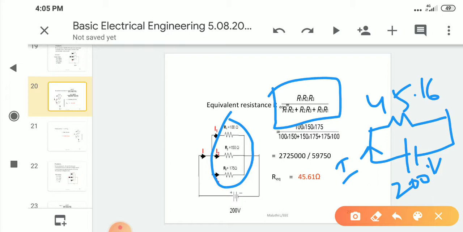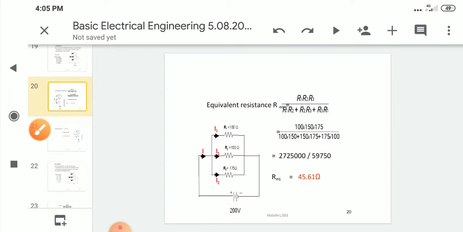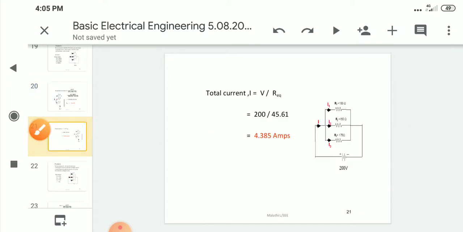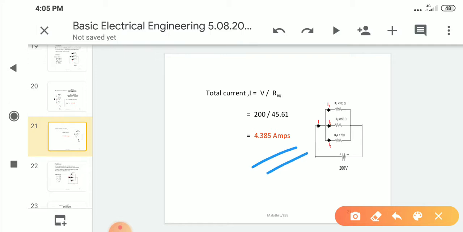To simplify our circuit, we take the equivalent resistance, where the resistances are connected in series and parallel like that. By this, I is equal to V by R. 200 by 45.61 gives 4.35385, which is the value of the current flowing in the circuit.